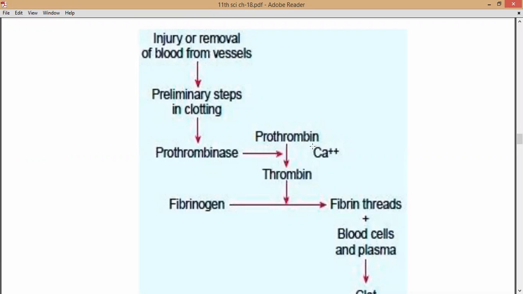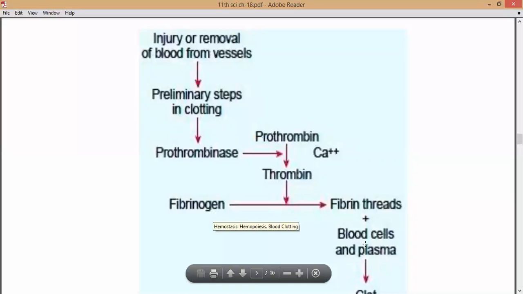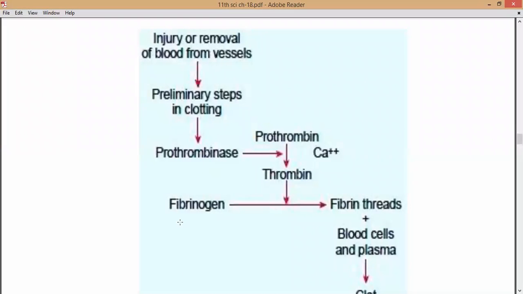prothrombinase, this prothrombin gets converted to thrombin. So the first preliminary step is the conversion of prothrombin to thrombin with the help of calcium ions in the presence of the prothrombinase enzyme, right? After that, the second step is the conversion of fibrinogen to fibrin threads plus blood cells and plasma. This thrombin is responsible for activating the fibrinogen, and this fibrinogen upon activation gets converted to fibrin threads.